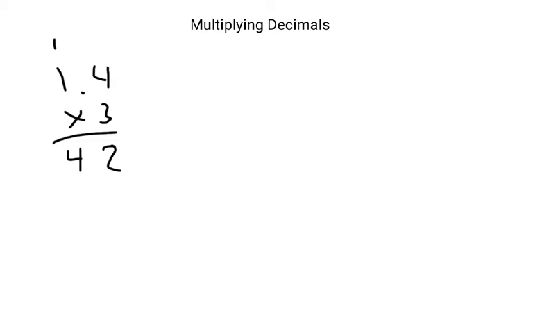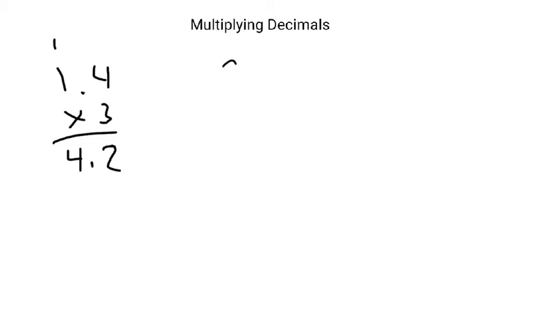Our rule is, as many decimal places as there are in the numbers that we're multiplying, that will equal the number of decimal places in the product, in the answer. 3 is a whole number, it doesn't have any decimal places. 1.4 has one decimal place, the digit to the right of the decimal. So there'll be one decimal place in the answer, and it will go right in between the 4 and the 2.